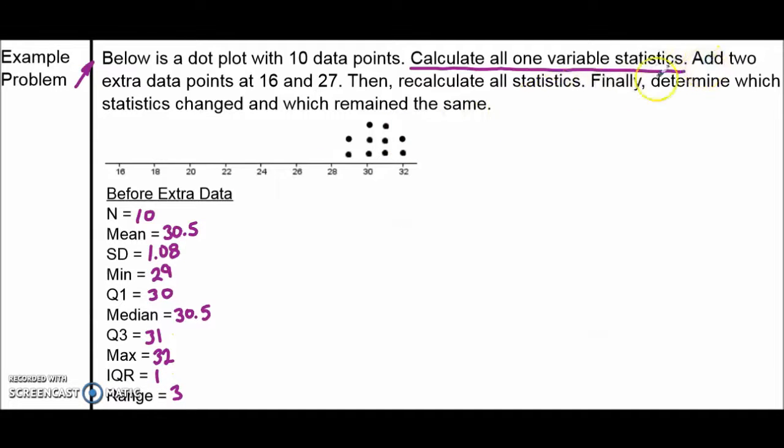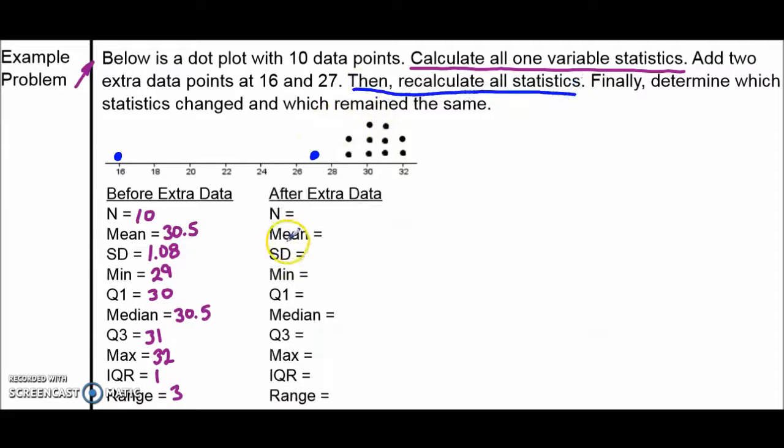Next, the directions ask me to add two extra data points at 16 and 27. So here's one data point at 16 right here, and here's one data point at 27 right here. All right, then recalculate all the statistics. What we'll need to do is find all of these statistics like we did before, but instead of a list of just 10 numbers, we're going to have a list of 12 numbers. So n is now 12, because we've added 16 and 27.